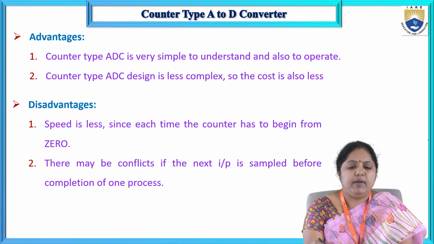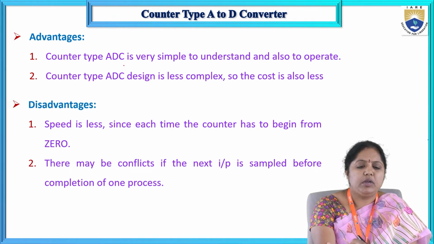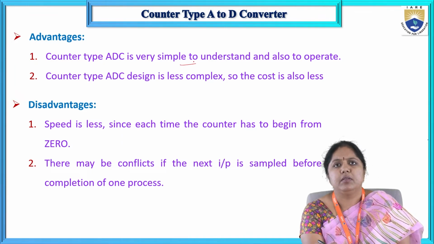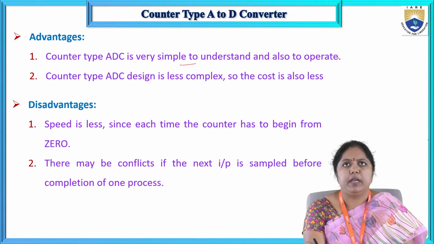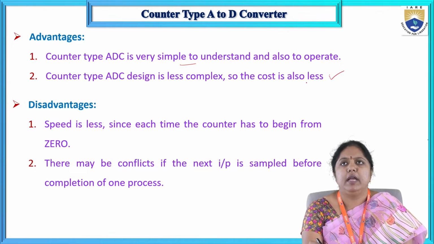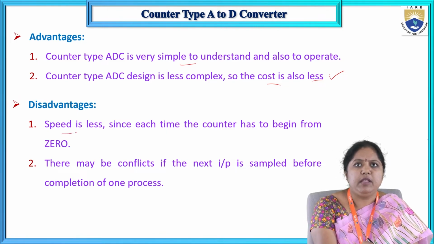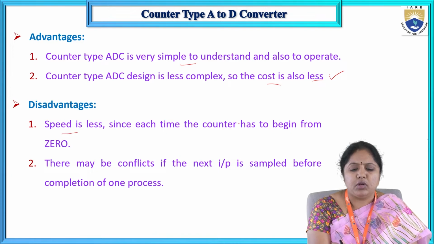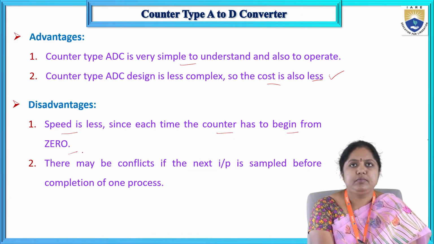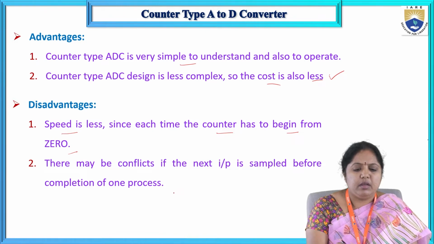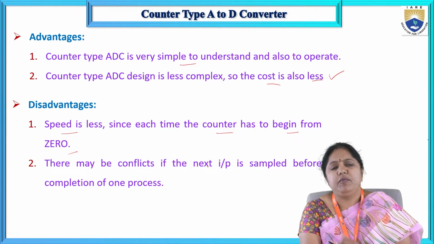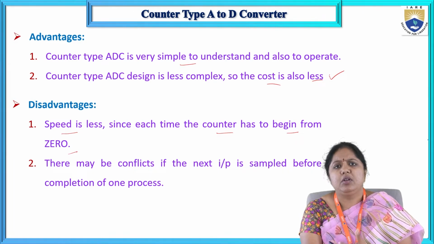So what are the advantages and disadvantages of this one? The counter type of ADC has simple components, so it is very easy to operate, less complex, and the cost is also very less. Coming to the disadvantage, the speed is less. Your counter will always start from 0, so for completion of one process and starting the next process it takes a lot of time. Entirely, the speed and delay are more with this counter type of ADC.